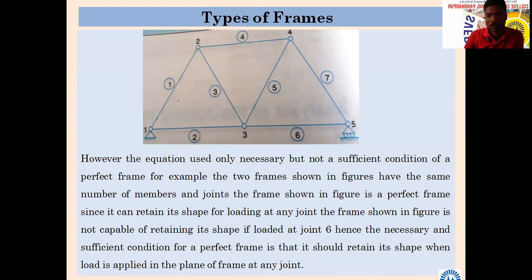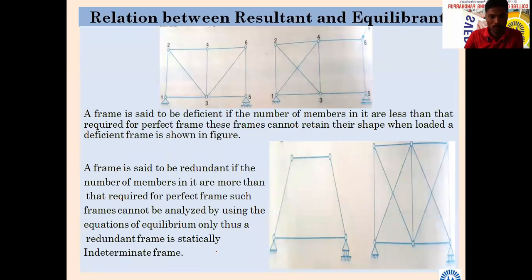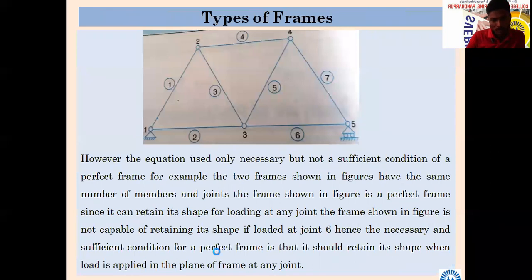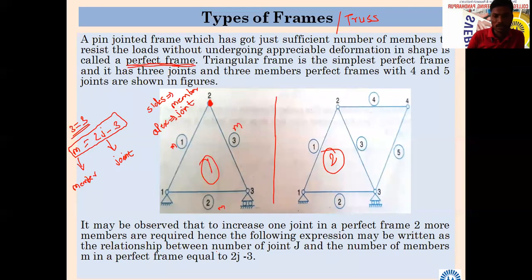Means whatever equation we use, it is not alone a sufficient condition to identify the perfect frame. Actually, there are mainly three types that we will see: deficient, redundant, and perfect. One is perfect, another one is deficient. Deficient means members are not sufficient to take load. And another one is redundant.